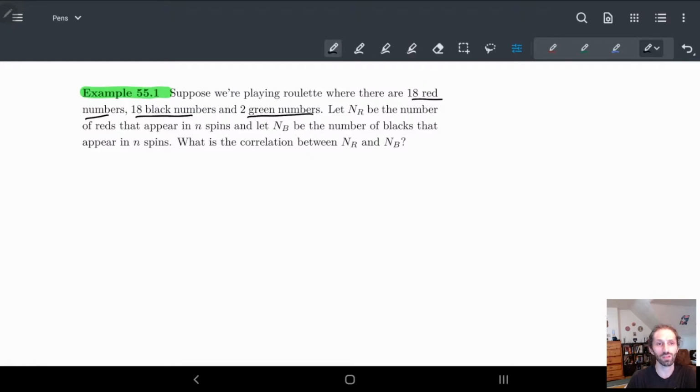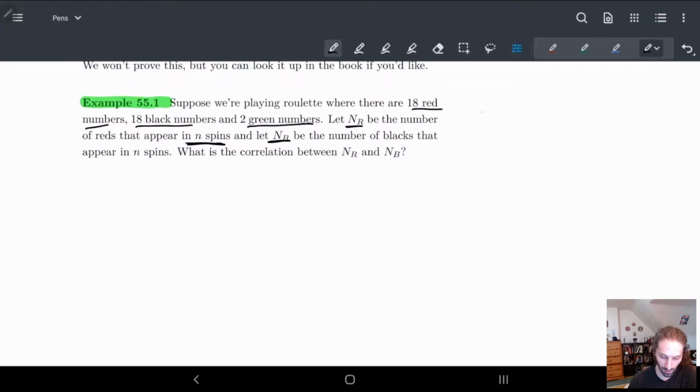I think we've done this a few times, so you should be kind of used to what a roulette table looks like. So NR we're going to let be the number of reds that appear in n spins. So we spin n times and we get NR reds. We'll let NB be the number of blacks, and if you want you can let NG be the number of greens, but really NG is equal to n minus NR minus NB, right? So you can write one as the other two. So it's not too big of a deal here. We'll just keep them separated.